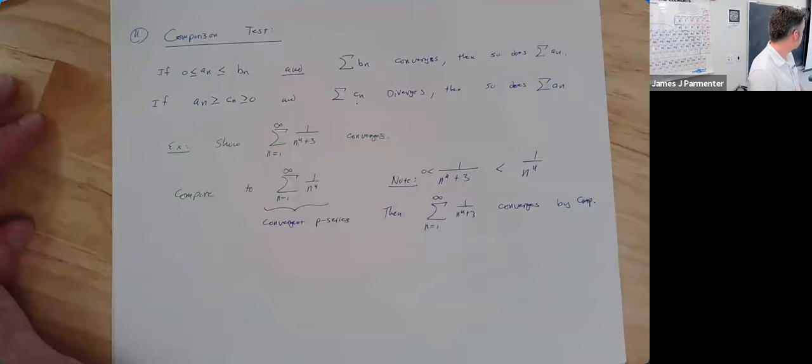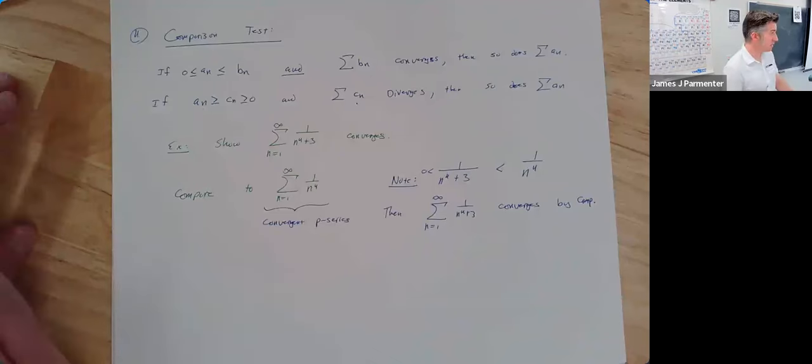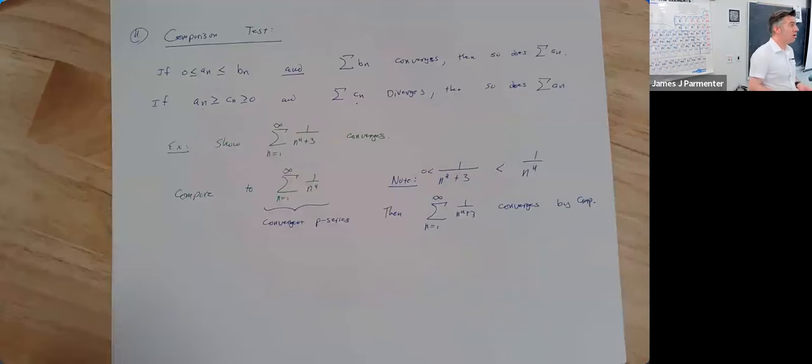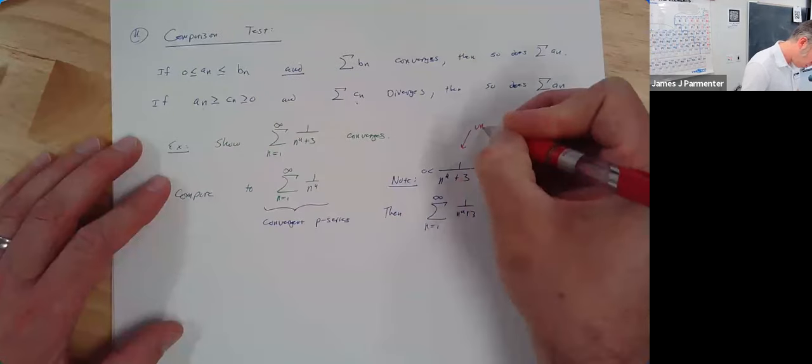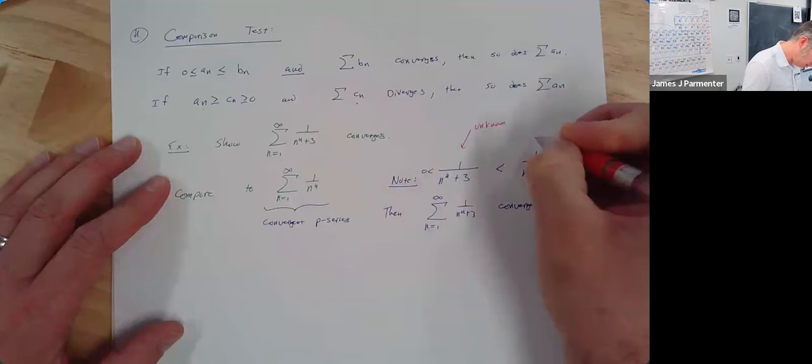So when you see something like 0 is less than the little value, is less than, right? Well, it depends on what I'm trying to show. If I'm trying to show convergence, I want the unknown one to be less than the known one.